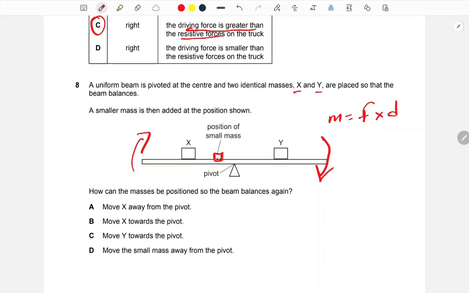Now on the right side we have two objects, object X and this small mass. So that means this moment is going to be increasing. This is increased moment downwards. So to balance it, we have to move Y a bit backwards so that the moments would be equal. So our option here is going to be B. We can either move this backward or we can move this frontwards. So this would give us an equal moment.